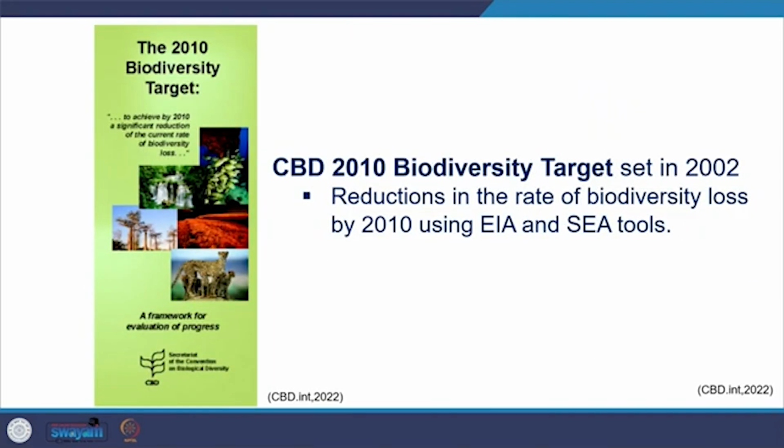Later, biodiversity targets were set in 2002. Targets were set for 2010. The purpose was to attain a considerable reduction in the current rate of biodiversity loss. And an important point for us was that they recommended or imposed tools such as EIA and strategic environmental assessment for consideration and planning of development.